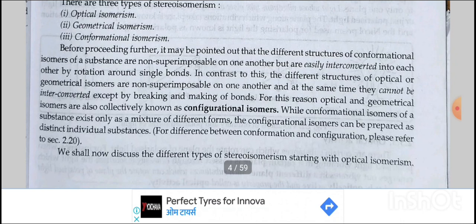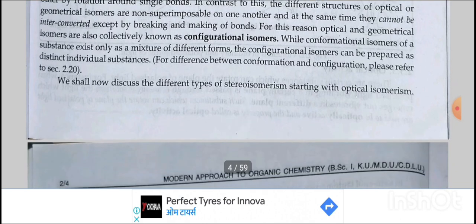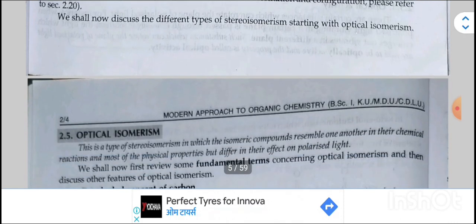For this reason, optical and geometrical isomerism are collectively known as configurational isomers. While conformational isomers of a substance exist only as a mixture of different forms, the configurational isomers can be prepared as distinct individual substances. For the difference between conformations and configuration, please refer to section 2.0. We shall now discuss the different types of stereoisomerism, starting with optical isomerism.